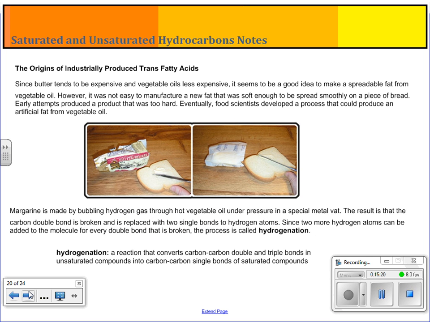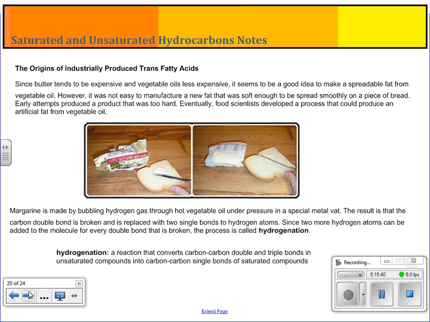So, origins of industrially produced trans fatty acids. Since butter tends to be expensive and vegetable oil is less expensive, it seems to be a good idea to make a spreadable fat from vegetable oil. However, it is not easy to manufacture a new fat which was soft enough to spread smoothly on a piece of bread. Early attempts to produce a product were too hard.